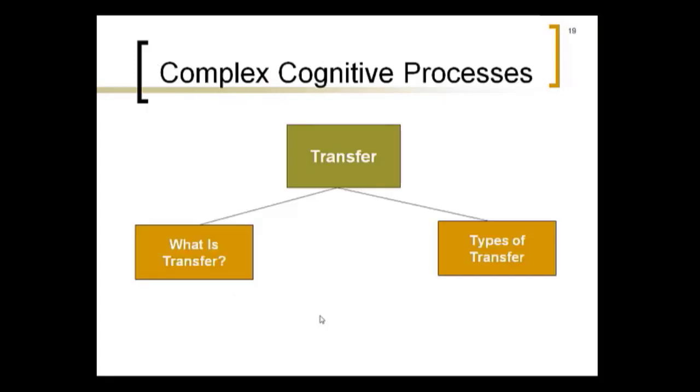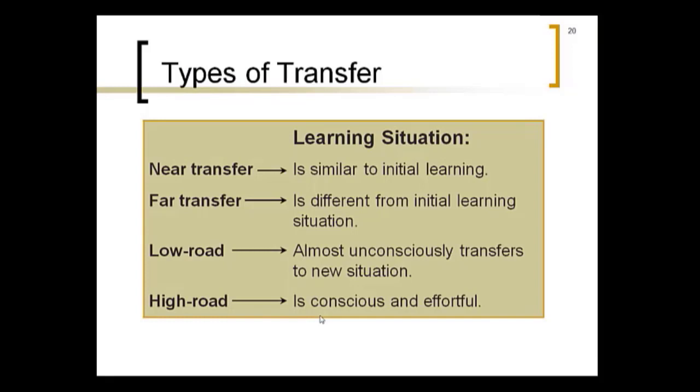All right. Last concept that we're going to cover in this lecture video is going to be transfer. So we're going to define that and then talk about different types of transfer. Now, when we're talking about transfer, really this is where we know that learning has happened. Transfer refers to learning something in one situation and using it somewhere else. So this is the goal.